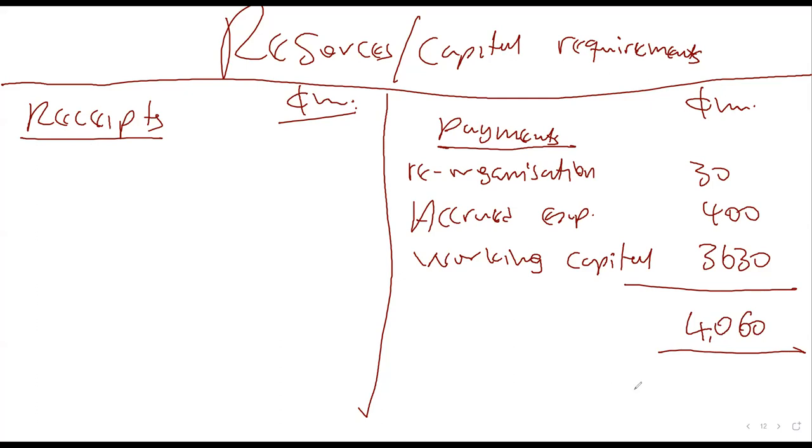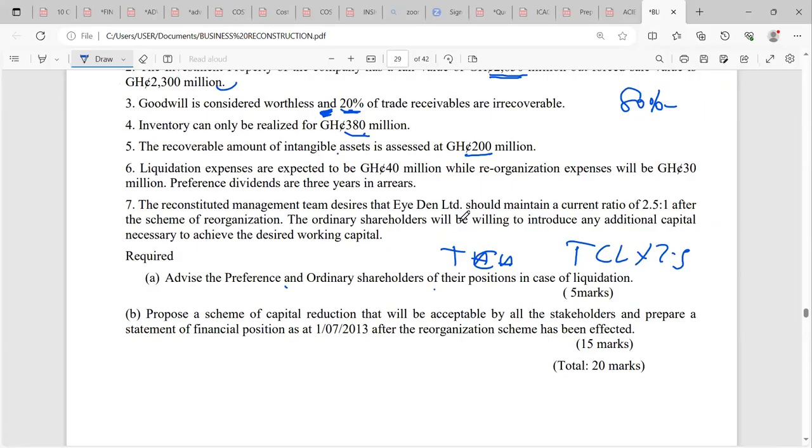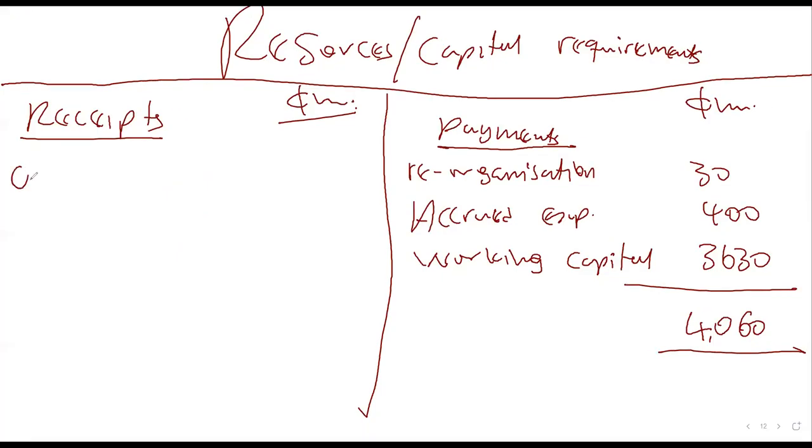Let's go to the question. Sometimes they'll give you a clue. They said that the ordinary shareholders were willing to introduce any additional capital necessary to achieve the desired working capital. Oh, okay. So they said ordinary shareholders, they are ready. They will pay the bill. So right here, ordinary shareholders. Anyone who is ready to pay the bill, write their name here. Ordinary shareholders.